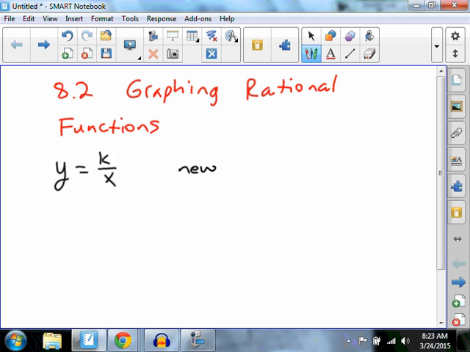Never passes through the origin. Can anyone explain mathematically why that's true? Because it never hits zero, but mathematically, why is that true? Because of the way the graph looks, kind of, but let's think about it.